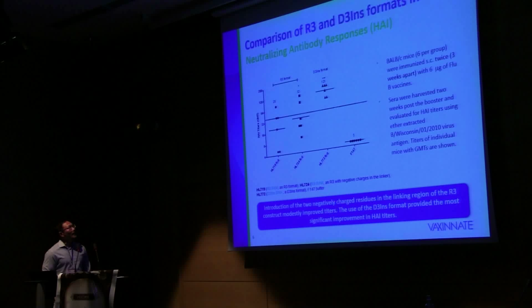In the animal model, indeed, the two negative charges modestly improve the immunogenicity compared with no negative charge in the linking region, but the D3 insertion is the one that provides the most significant improvement, as measured by HAI titer.